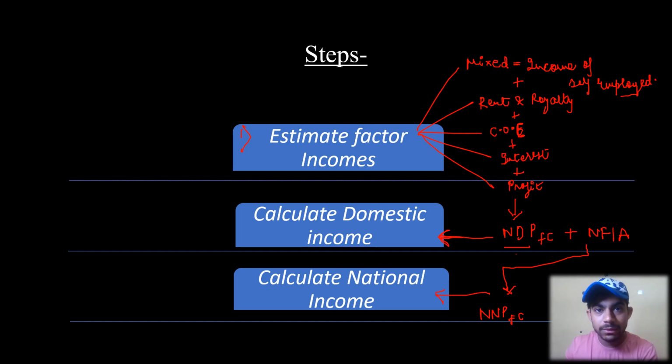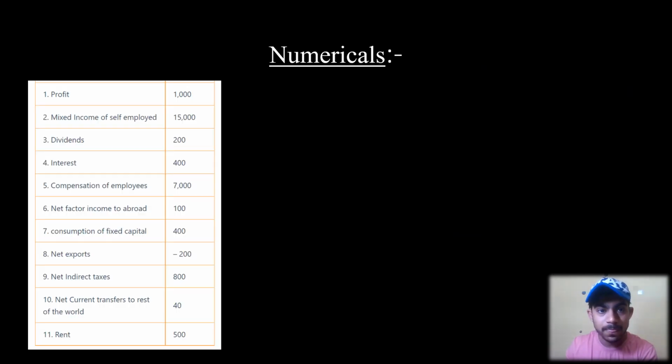Now moving on to the numericals that we are going to do now. Here comes a question. These 11 variables are given: profit, mixed income of self-employed, dividends, interest, compensation of employees, net factor income to abroad, consumption of fixed capital, net exports, net indirect tax, net current transfers to the rest of the world, and rent. Let's solve this.